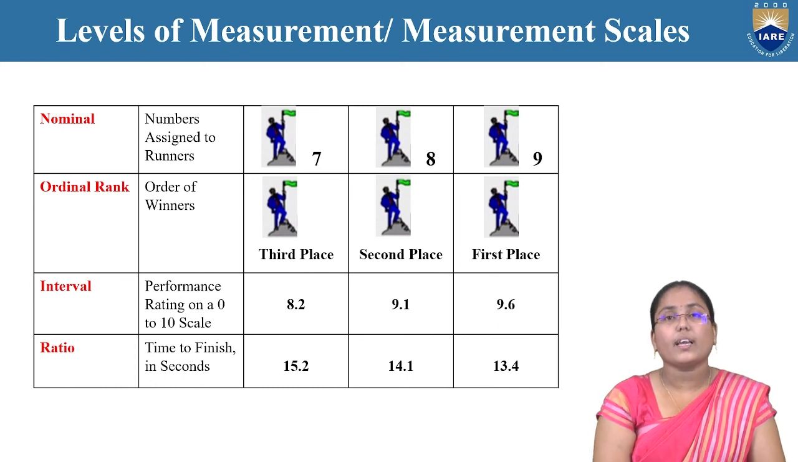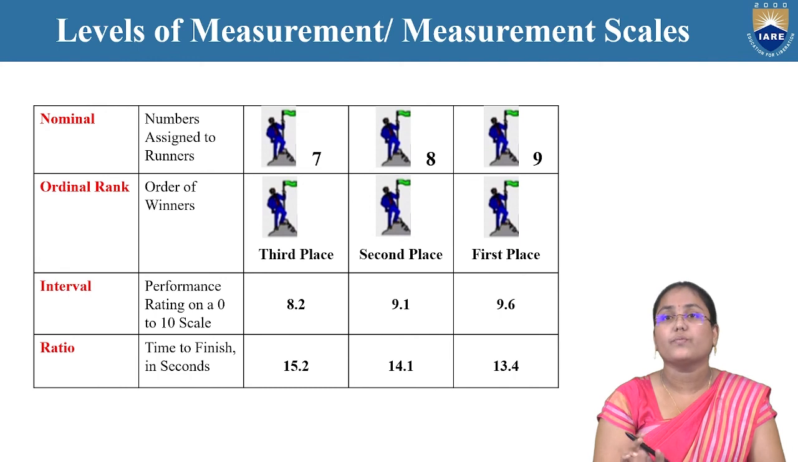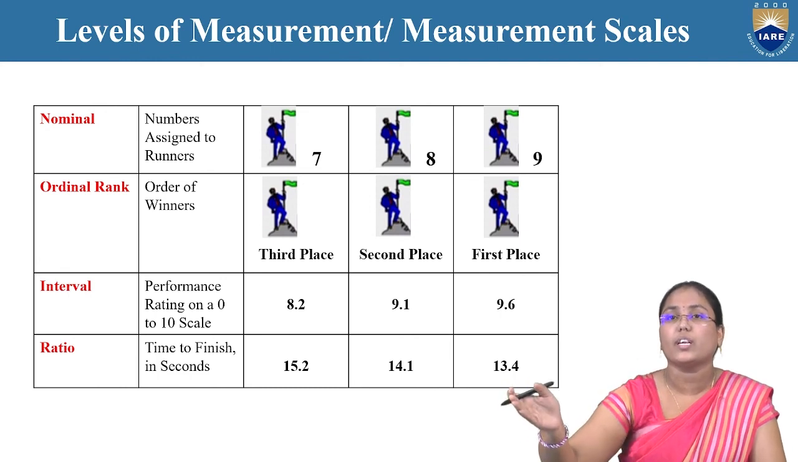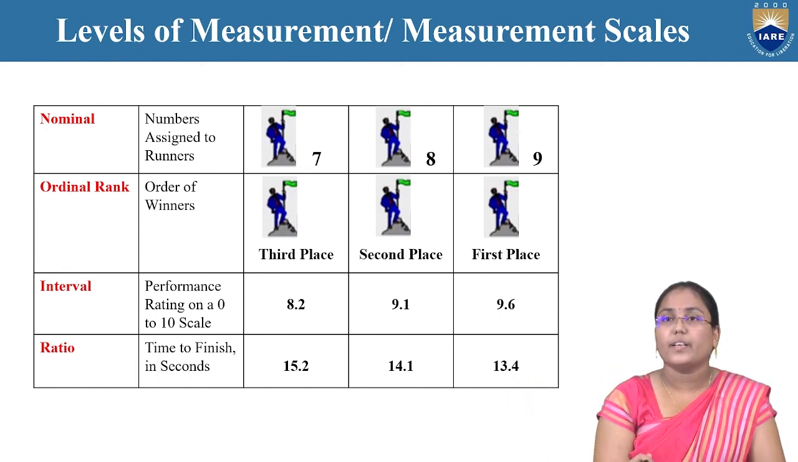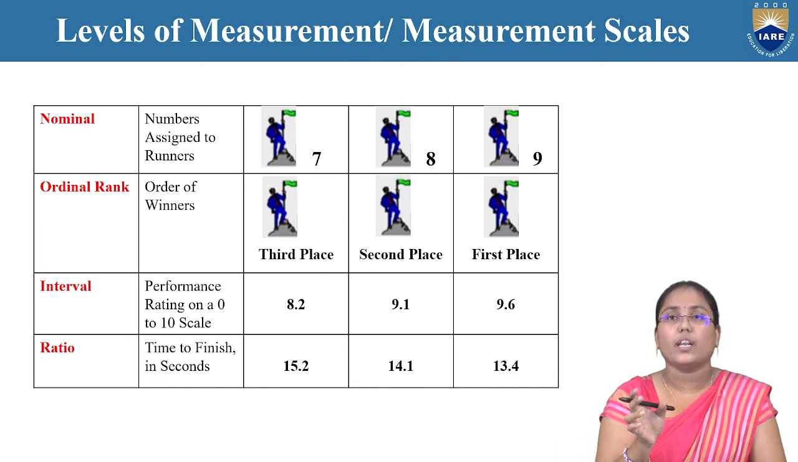And in ordinal rank, what we are doing is placing the order of the winners, that is, in which order they finished. So the 7th player got 3rd place, the 8th player got 2nd place, and the 9th player got 1st place. Here we are assigning a particular rank based upon performance, and we are seeing how the particular player performed.